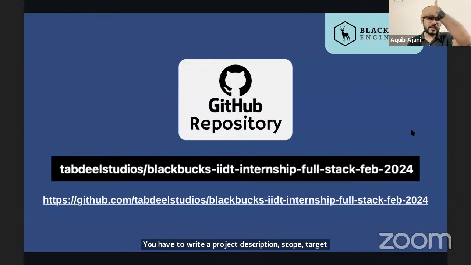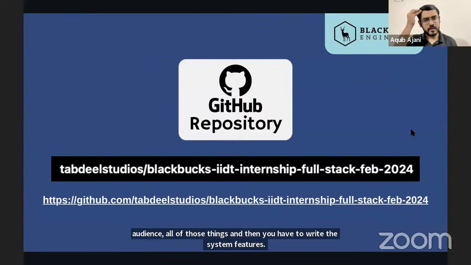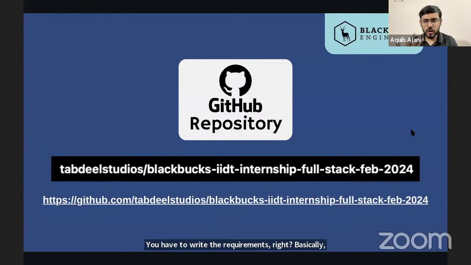And then you have to write the system features. So you have to write the requirements, right? Basically, feature one, feature two, feature three in detail. Like I have shown you also in the sample, if you see the sample that is uploaded on the repository again, you can find the description, system features. So that is the second step.